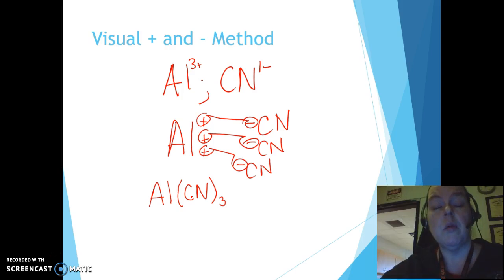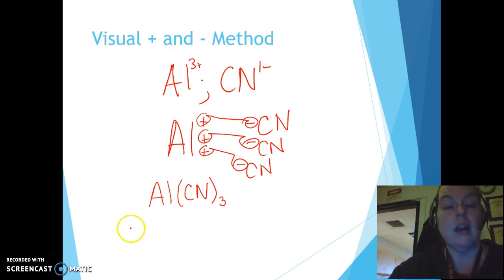So when we want to name this, we know what Al is. Al is a cation. It gets the name of the cation. So we call it aluminum.